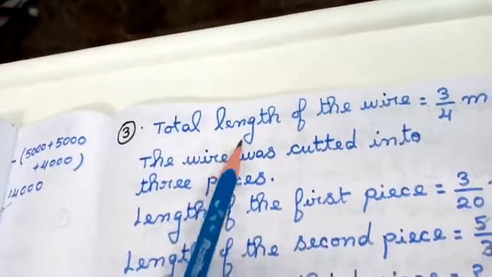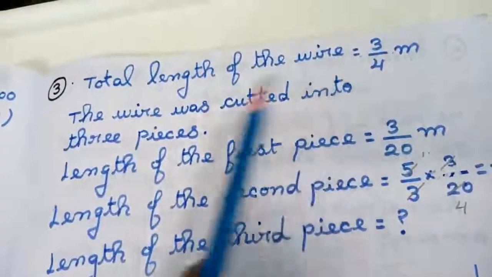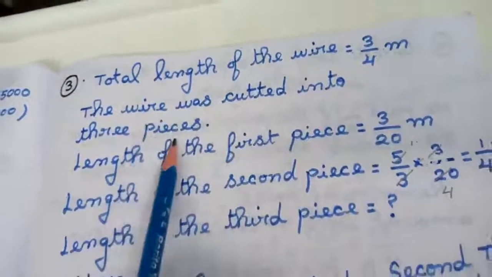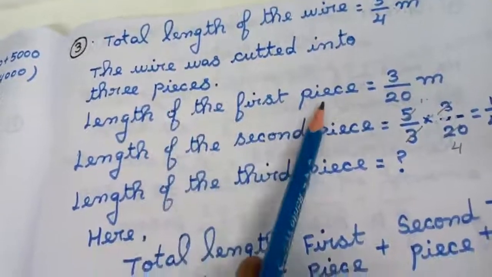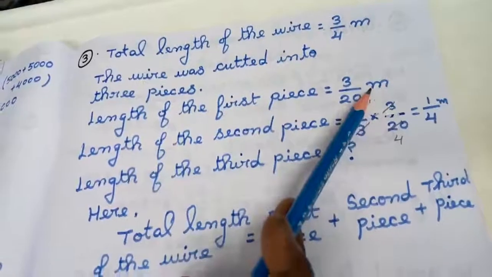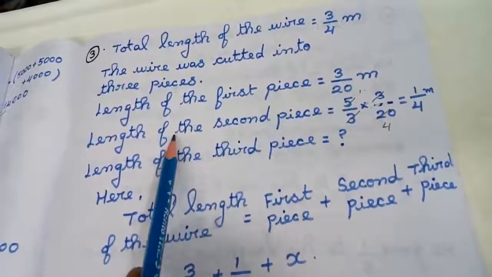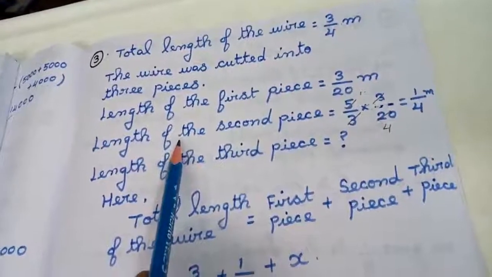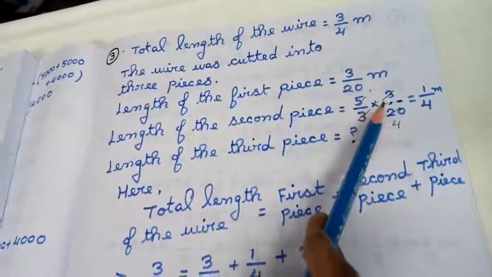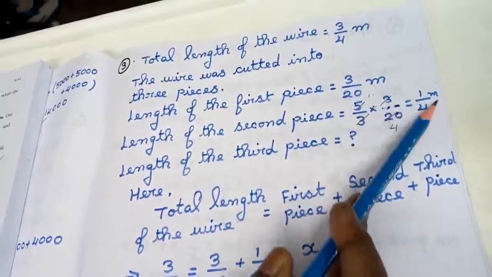The total length of the wire is 3 by 4 meter. The wire was cut into 3 pieces. Length of the first piece is 3 by 20 meter. For the length of the second piece, they have given you the statement that the second piece was 5 by 3 of the first. So 5 by 3 into 3 by 20. If you calculate, you will get 1 by 4 meter.